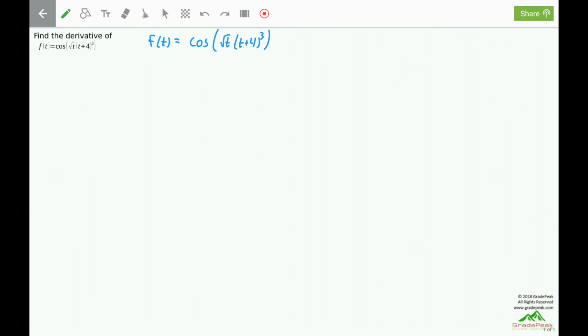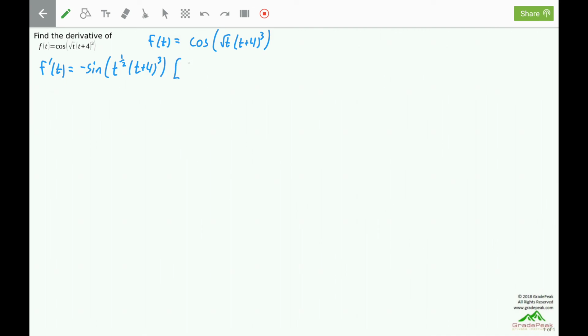But we start with the derivative of the outermost function here, and that happens to be the cosine. So our derivative, f prime of t, will be the derivative of cosine, negative sine, leave the inside alone, exactly as you see it, and now multiply by the derivative of the inside to complete the chain rule. Well, the inside is a product of t to the 1/2 times (t plus 4) quantity cubed, and so the derivative of the inside will involve the product rule.